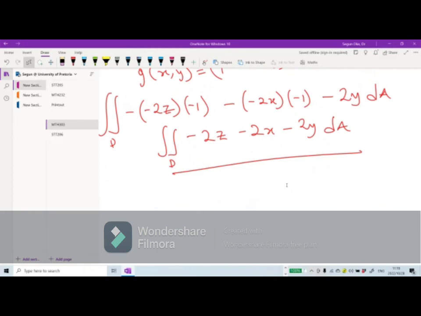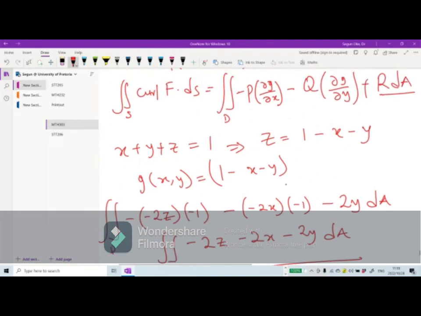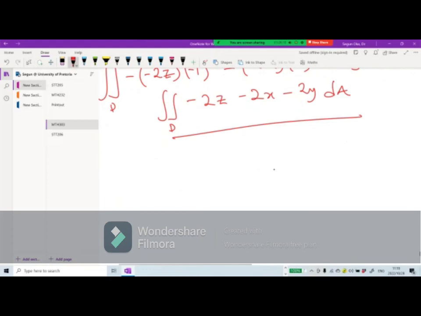What are the things you think will cancel out? Anybody? What is our Z? Who can tell us the Z? Remember, you know your Z from here: 1 minus x minus y. Yes. So you can substitute the Z here. It will be -2 in brackets 1 minus x minus y.